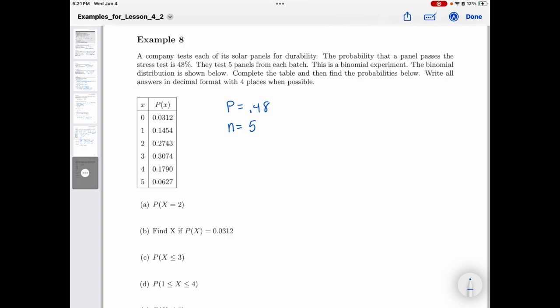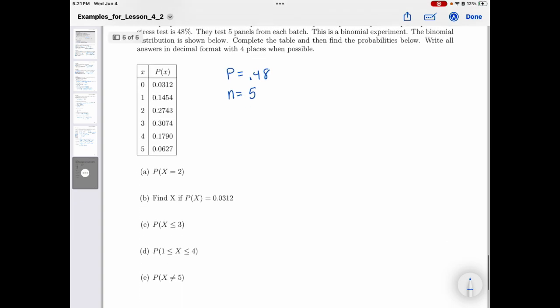So let's take a look at these parts. So part A says find the probability that x is equal to 2. So that means find the probability that 2 panels pass the stress test. So that probability, looking at the table, is 0.2743.